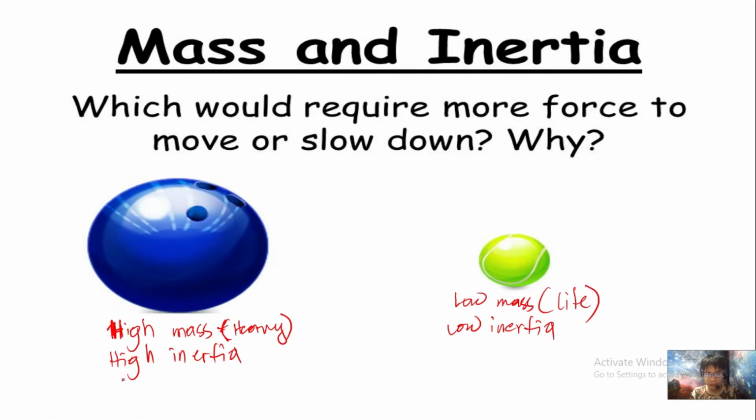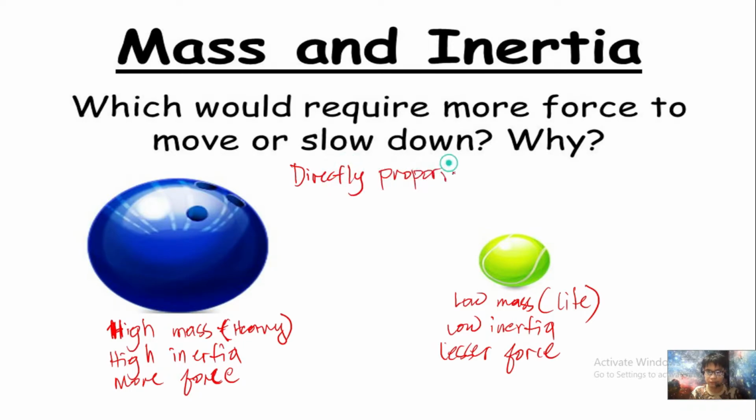And then, we need to exert more force. And for the tennis ball, we need to exert lesser force for it to move or to stop. So, that is the relationship between mass and inertia. So, their relationship is said to be directly proportional to one another.